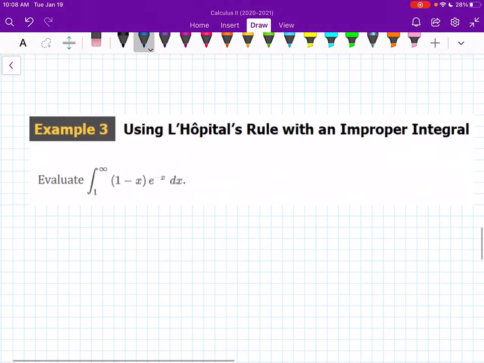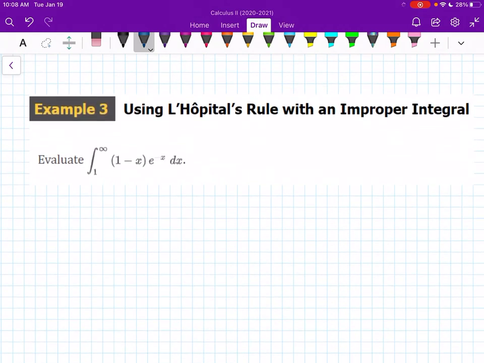Next example, we have to use L'Hopital's rule. So let's look at how that might be a helpful tool for us. So we have the integral from 1 to infinity of 1 minus x times e to the negative x dx. For this one, I see a product of two functions, 1 minus x and e to the negative x. I could try and distribute and use some u substitution, but that's not going to be helpful for that second integral because I'll have a negative x, and so if I just use u, it won't really replace anything. So I'm going to do integration by parts for this one.